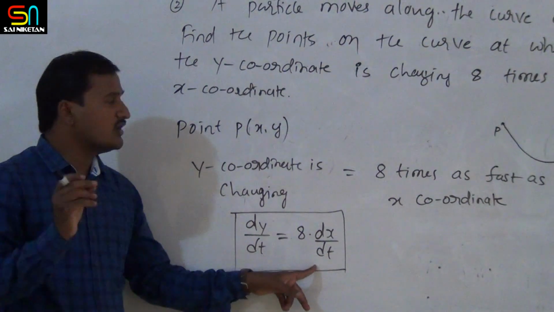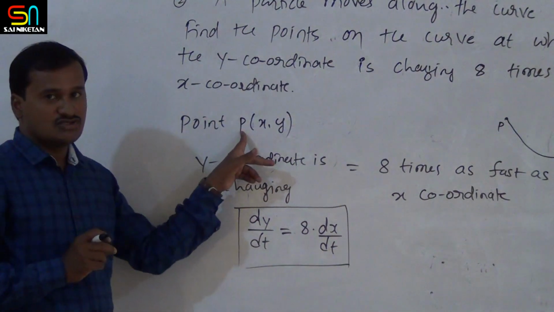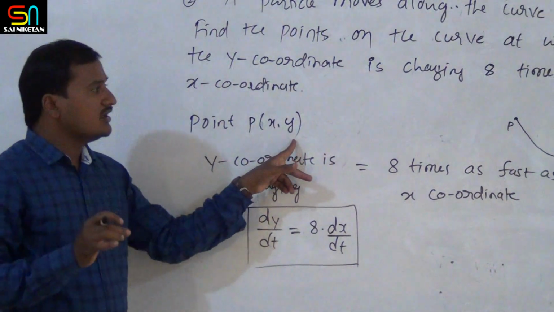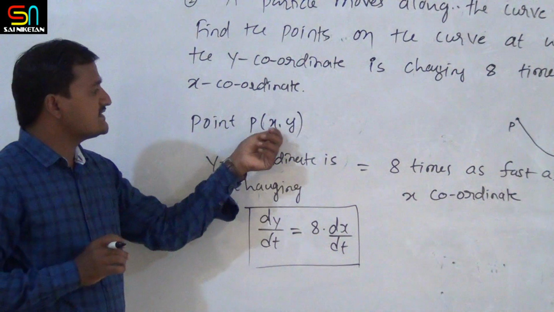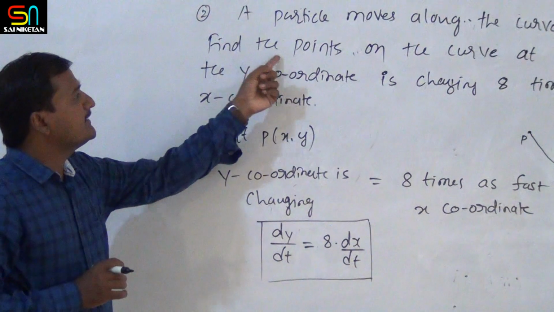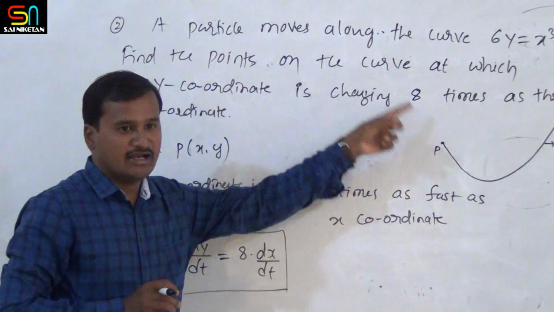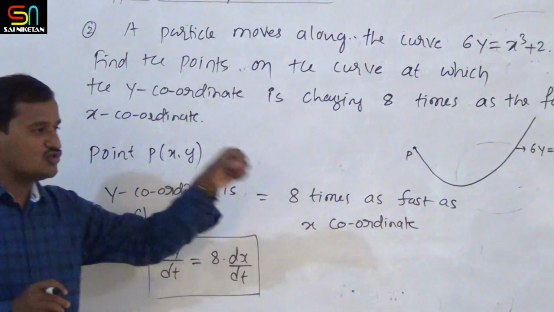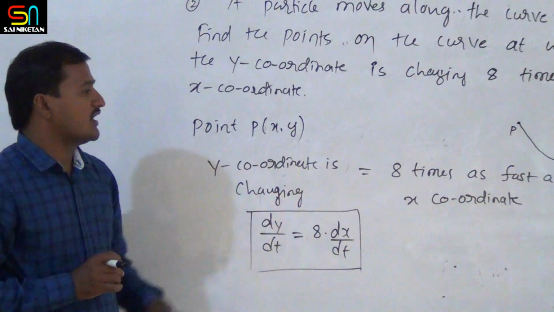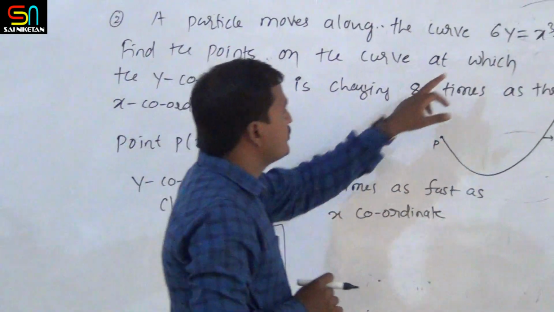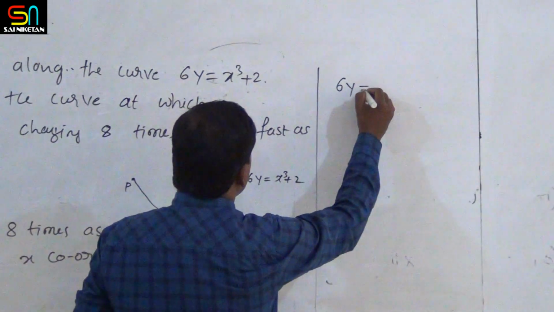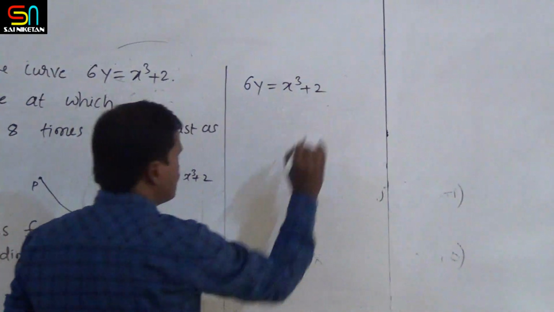By using this one, we have to find the value of P. So the coordinate of point P is in terms of x and y. It means that here we should find the value of x and the value of y, because they only mentioned that find the points on this curve. Find the points on this curve means here we should find the coordinates of P in terms of x and y. So before finding that one, clearly what have they given? They have given the curve. Which curve have they given? 6y is equal to x cube plus 2.